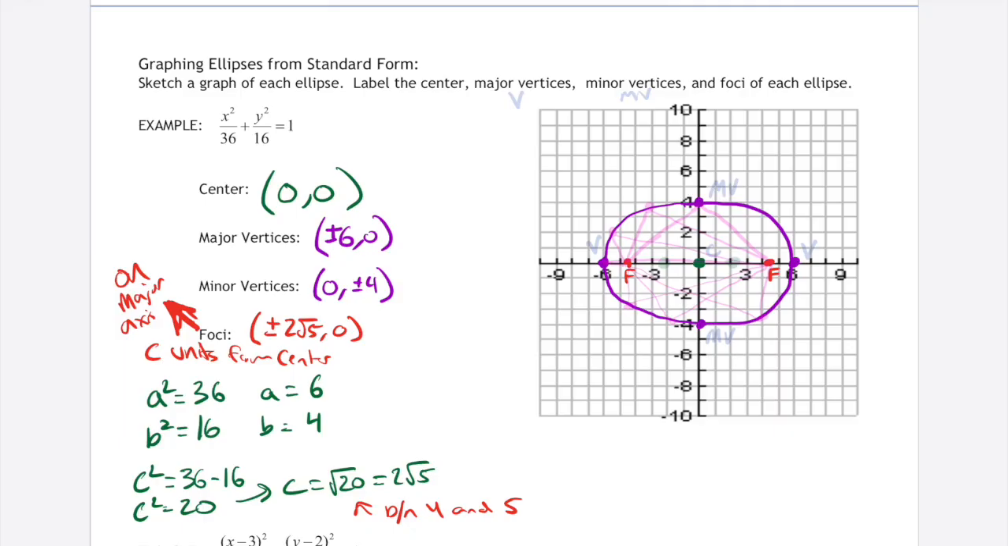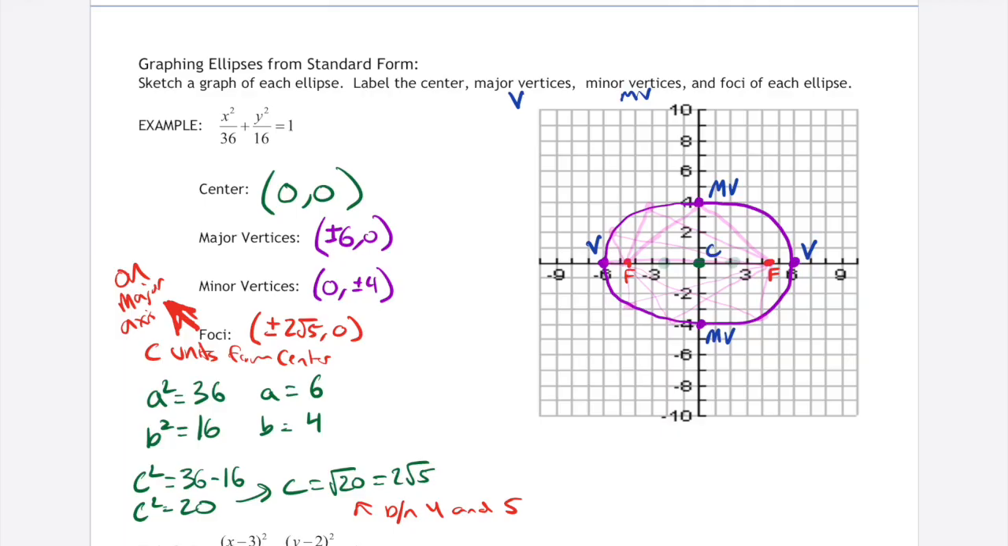It says to label these things. So we've got the center. What you could do is say the major vertices are just V, and the minor vertices are MV. There we go. So C is always going to be on the same axis as the major vertices? Exactly, yep. C will always be on the longer axis. The foci will always be on the longer axis.